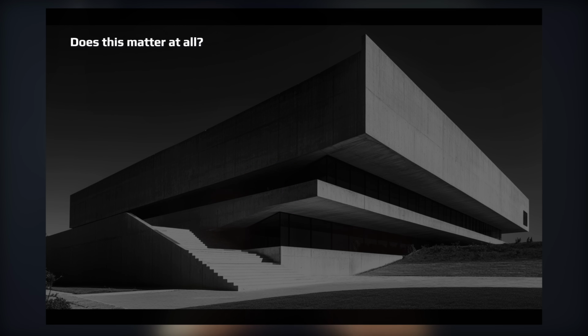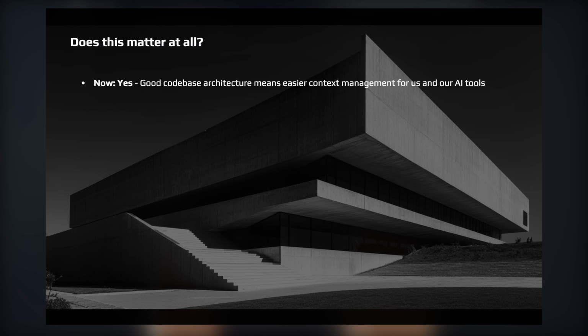So full circle, does this matter at all? Right? Cool. We looked at a bunch of architectures. We can see the advantage of them. Does it really matter? I have kind of two answers here. Right now, in the short and medium term, yes. I think absolutely good code-based architecture means easier context management for us and our AI tools.